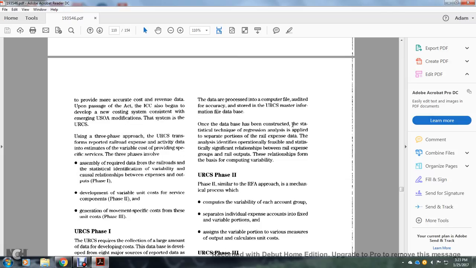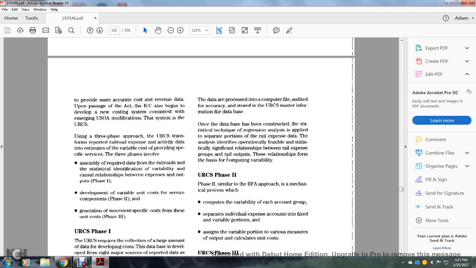Once the database has been constructed, statistical regression analysis is applied, with separate portions of the rail expense data analyzed to identify operationally feasible, statistically significant relationships between the rail expense groups and rail outputs. These relationships are the basis for computing variability.